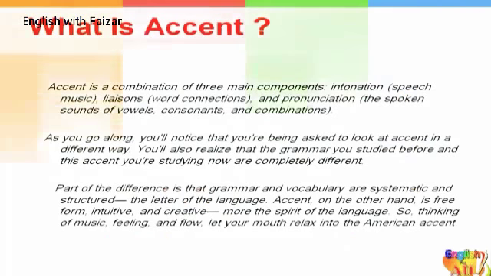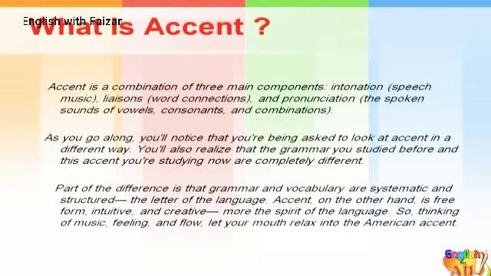Accent is a combination of three main components: intonation, speech music; liaisons, word connections; and pronunciation, the spoken sounds of vowels, consonants, and combinations. As you go along, you'll notice that you're being asked to look at accent in a different way. You'll also realize that the grammar you studied before and this accent you're studying now are completely different.